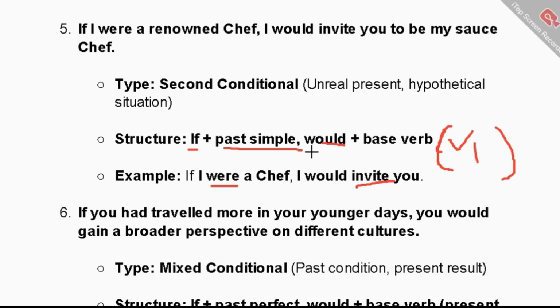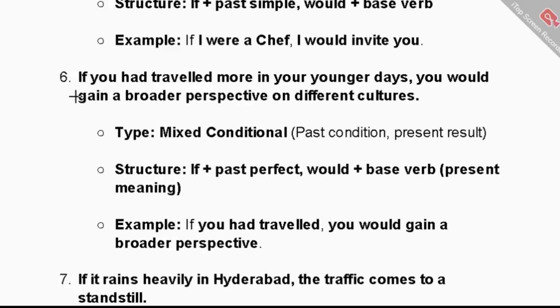So based on these structures, you can easily identify the type of conditionals. Now let's see the next, the sixth one. If you had traveled more in your younger days, you would gain a broader perspective on different cultures. Now this is a mixed conditional, because the condition is in the past and the outcome is the present result. Here, if you had traveled, that means you did not travel, that's why you don't know about different cultures. So structures are very important.